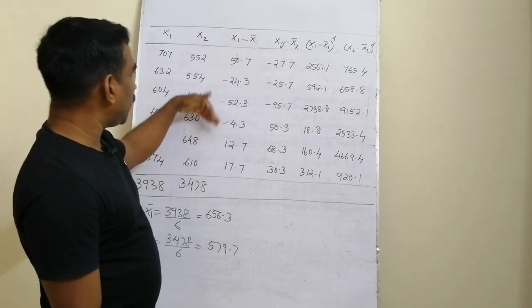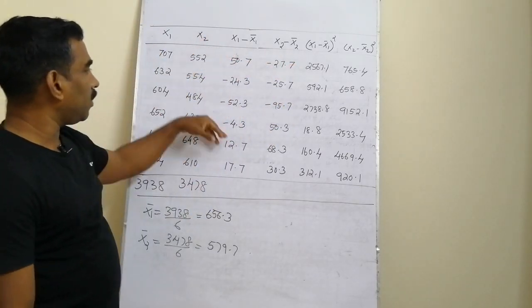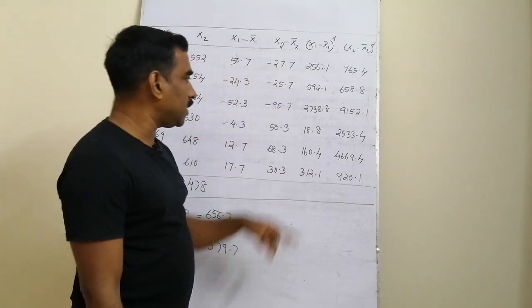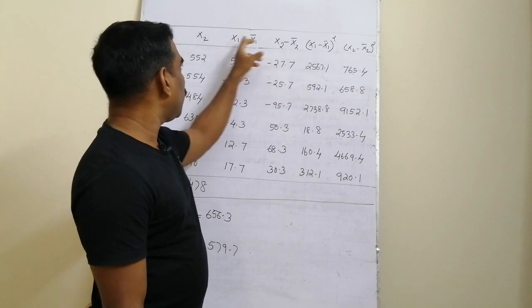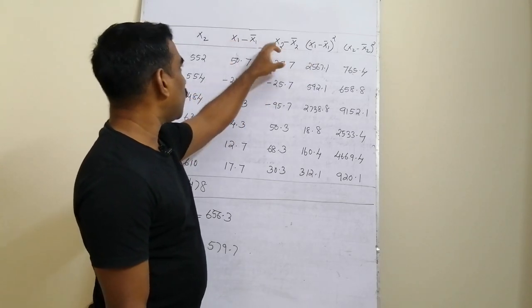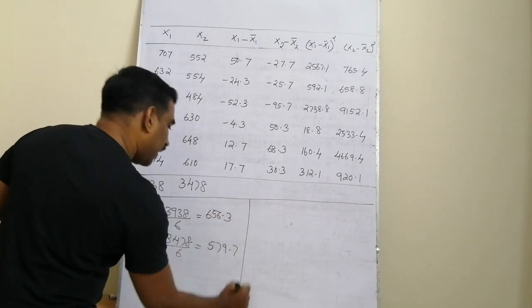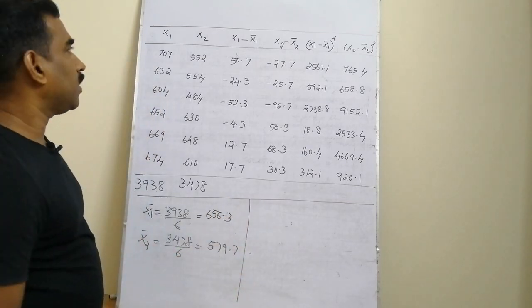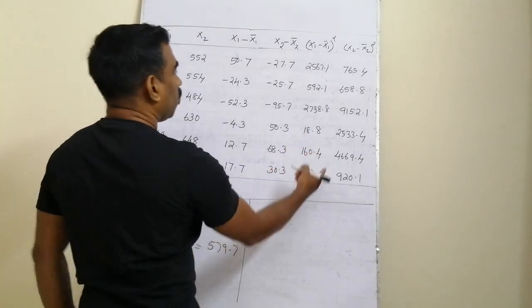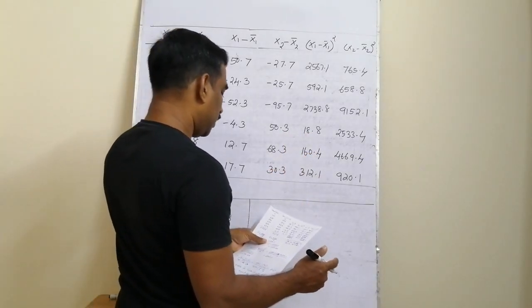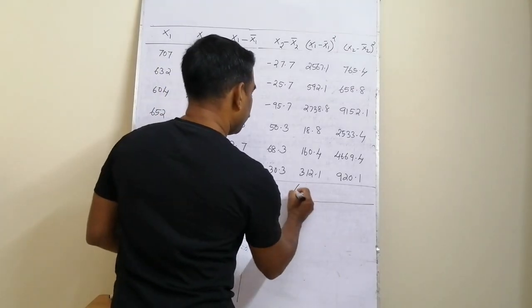Then we can see that some values may be positive and negative. So in order to avoid the change in sign of the deviations, we are squaring all the deviations x1 minus x1 bar and x2 minus x2 bar. In order to find the sample variances s1 square and s2 square, we are adding the last two columns only. So x1 minus x1 bar the whole square sums to 6389.3.